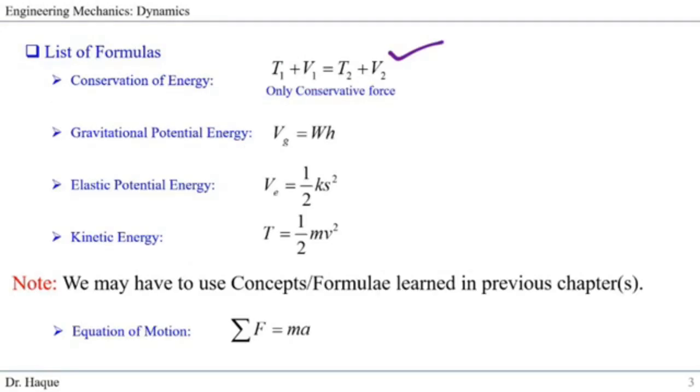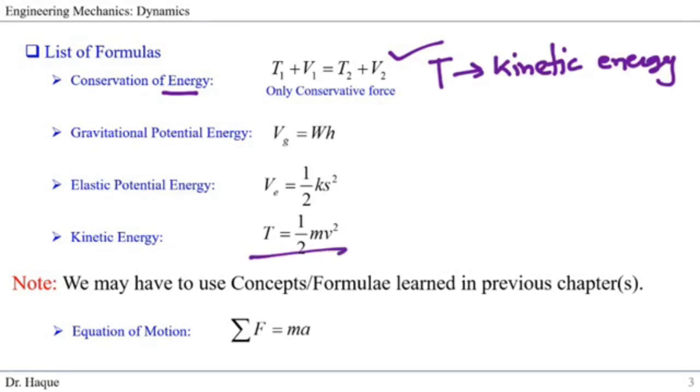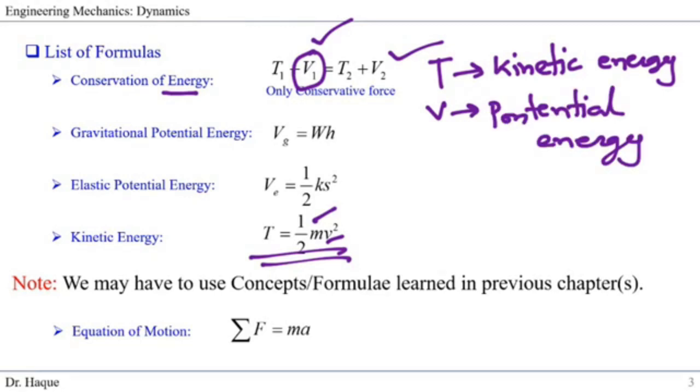For the list of the formulas, conservation of energy is T1 plus V1 equals T2 plus V2. So what's T and what's V? T is the kinetic energy, represented by half m v squared, where m is the mass and v is the velocity. And capital V is the potential energy, which depends on height. It is represented by mgh.